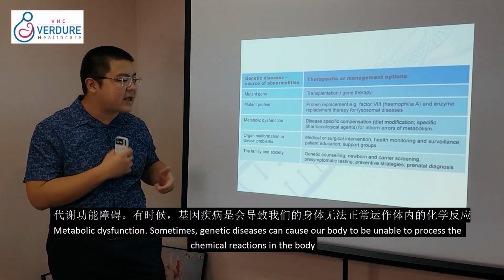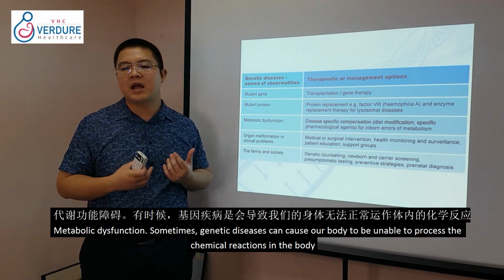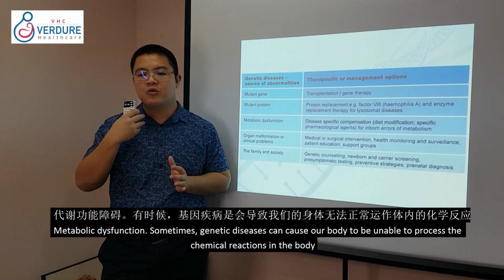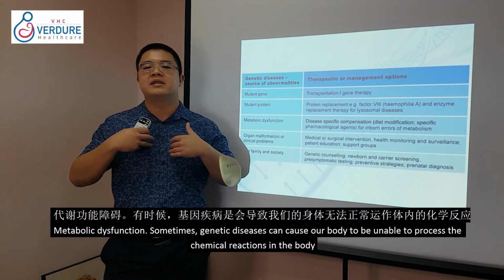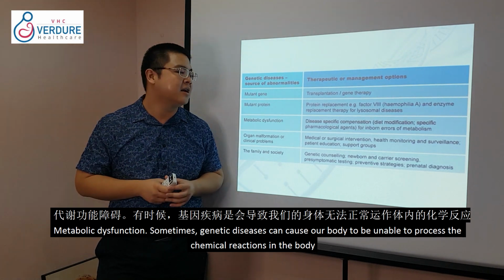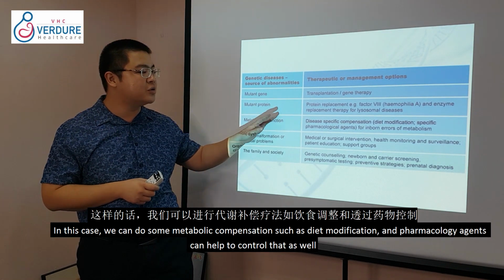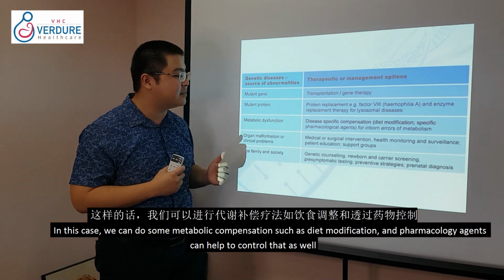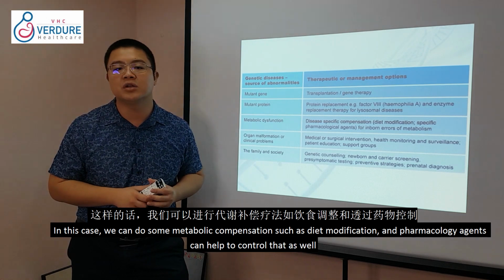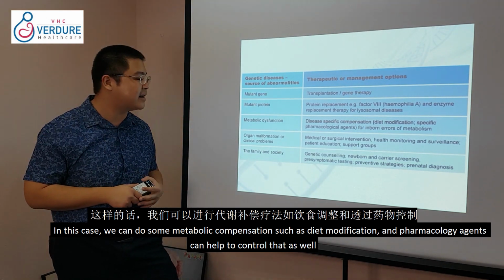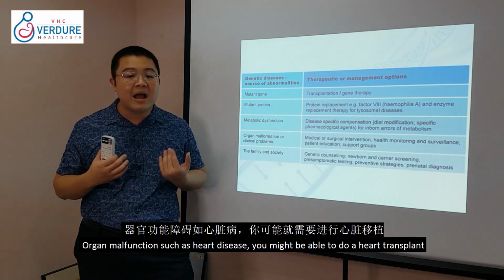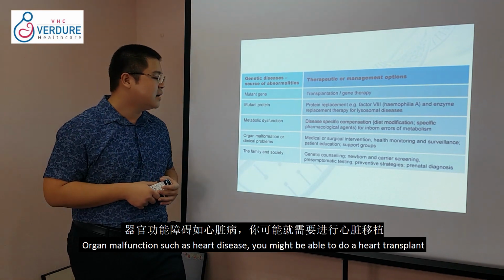Metabolic dysfunction, okay, sometimes our body, there are certain diseases caused by the gene that will make our body unable to control the chemicals inside. So in this case, we'll be able to do some metabolic compensation, such as diet modifications, and sometimes pharmacological agents can help to control that as well. Organ malfunctions, such as heart disease, you might be able to do a heart transplant, okay?